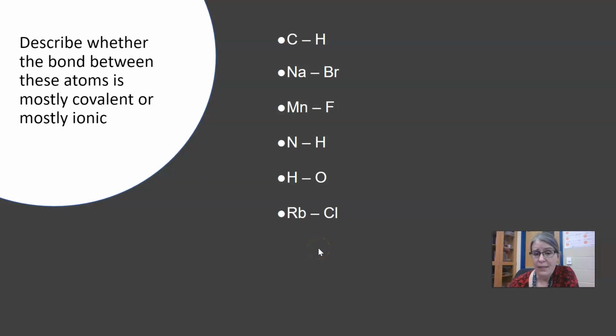So let's take a look at these options, and I'm going to let you pause this. You might go back and look at that table of electronegativities, or just think about metals and nonmetals. Metal and nonmetal is ionic. Two nonmetals together should be mostly covalent. Look at these and decide whether these bonds should be mostly covalent or mostly ionic.